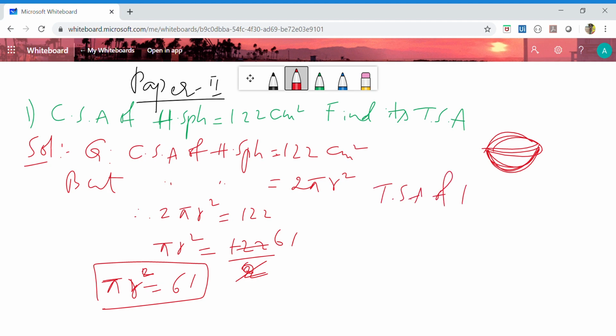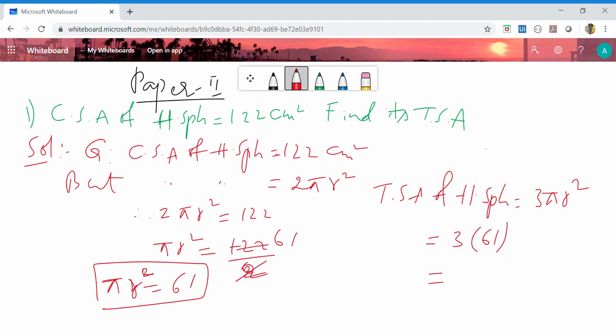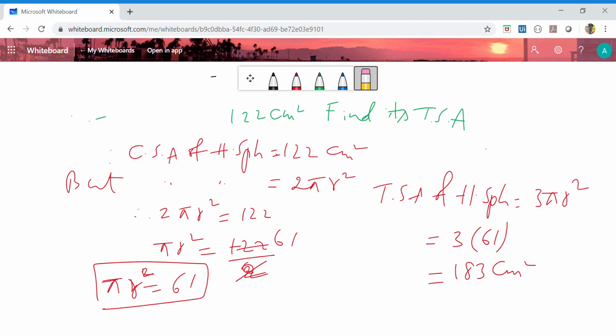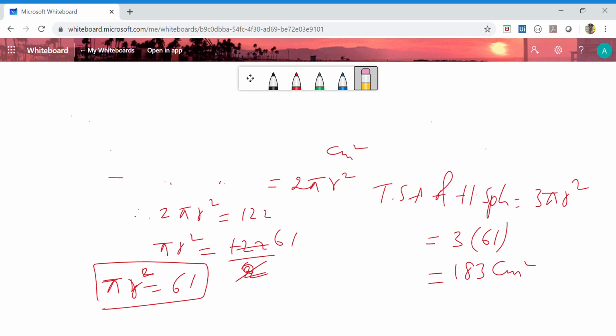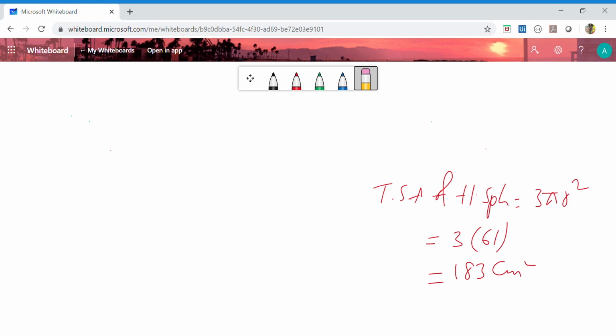TSA of hemisphere is equal to 3 pi r square. 3 into pi r square value, which is 61. So 183 centimeter square. So it is unnecessary to find the r value by substituting the pi value and make the sum difficult. We can do it like this easily.